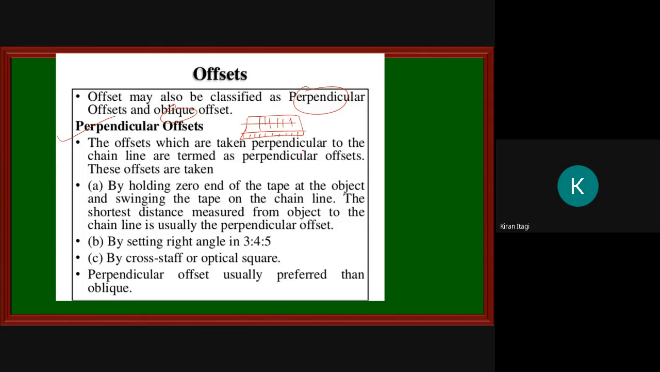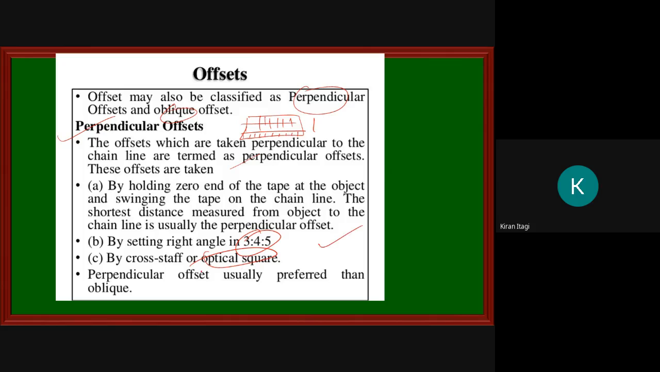The offsets which are taken perpendicular to the chain line are known as perpendicular offsets. I have given the example of the layout. These offsets are taken by holding the zero end of the tape at the object and swinging the tape. It is the 3-4-5 method. Okay, we have the optical square. So how to take offset?